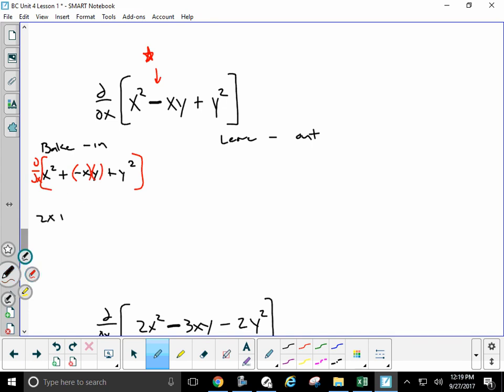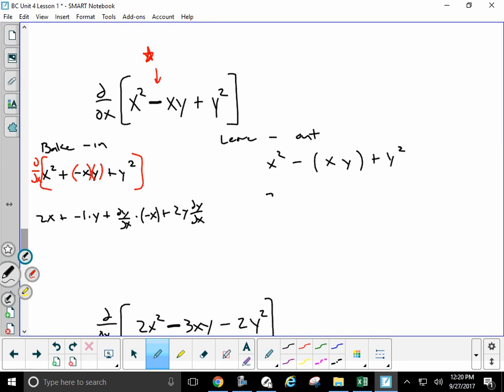I'd get 2x plus negative 1y plus dy dx times negative x, plus 2y dy dx. We end up with 2 dy dx's in this product. Okay, and just make sure you know that this is times negative x, not minus x. It's very important to see that. The other way to do it is just to leave it out. So leave it as x squared minus. I'd probably just understand that this is x times y in parentheses.